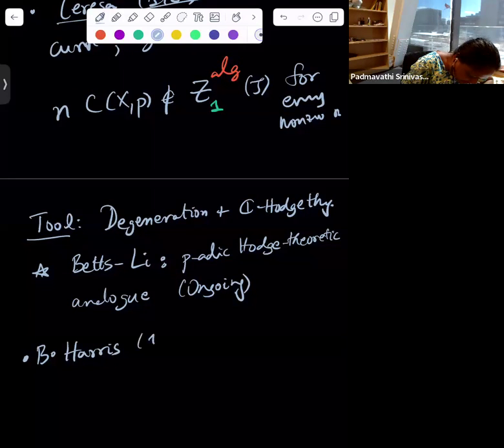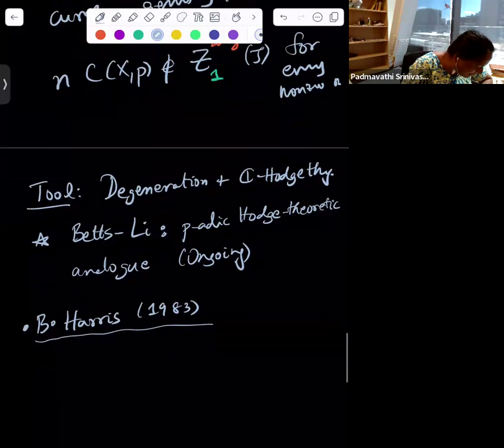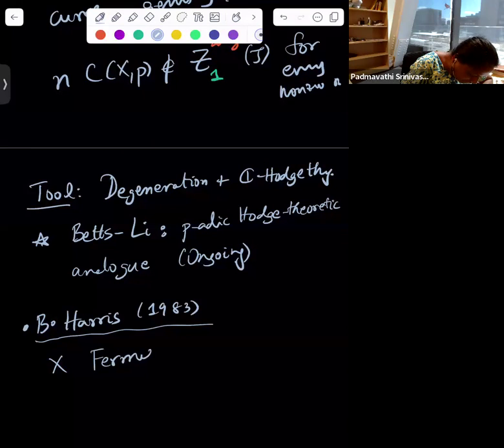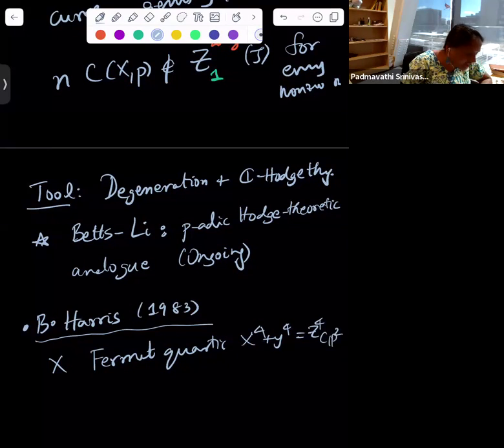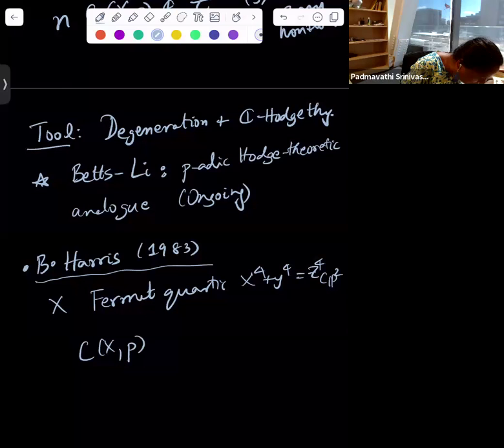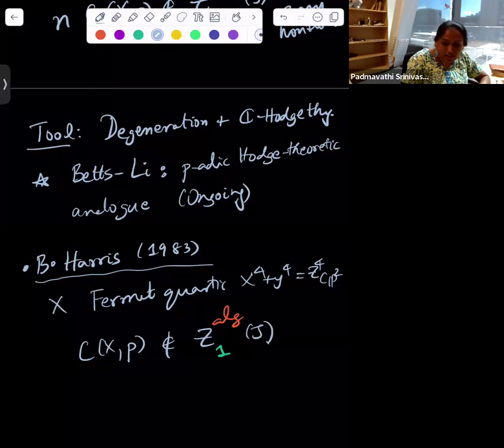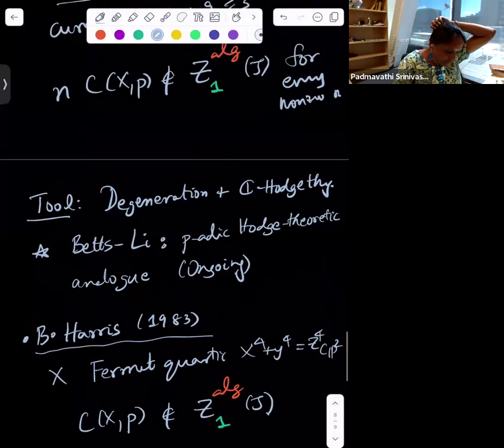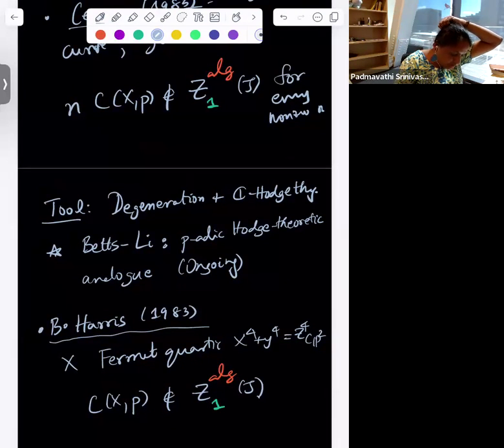So the first result along these lines is due to Bruno Harris. He studied many people's favorite curve, the Fermat curve, the Fermat quartic. Here's the equation: x to the fourth plus y to the fourth equals z to the fourth. It's a nice plane quartic curve. And what he showed is the Ceresa cycle of the Fermat curve is not algebraically trivial. So it does not go any deeper. It stops. It does not go any deeper in the filtration. So this is what Bruno Harris did.